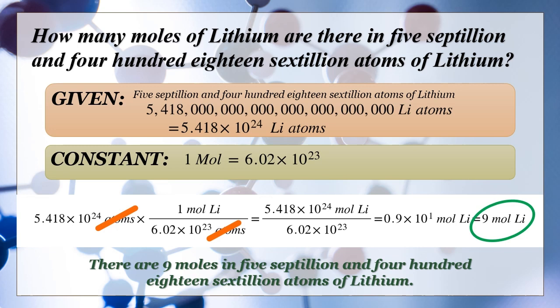In conclusion, there are 9 moles of lithium given 5 septillion, 418 sextillion atoms of it.